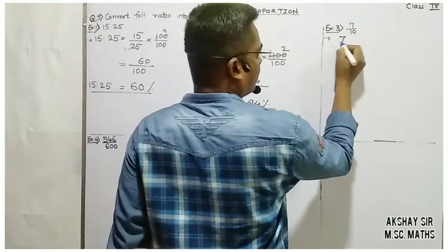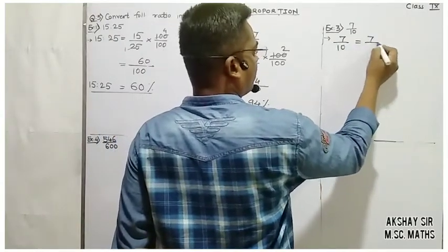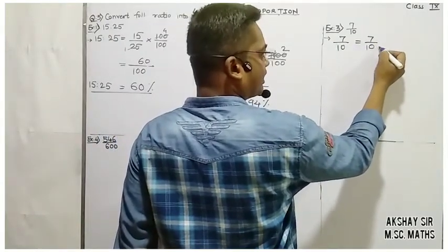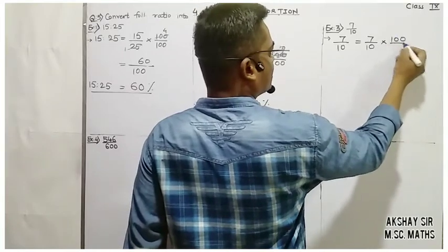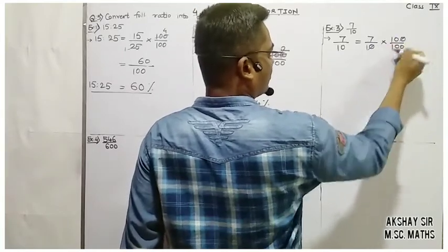Next, 7 upon 10. So in the denominator, instead of 10 we need 100. Let us multiply and divide this by 100. So here we are cancelling out this 0.